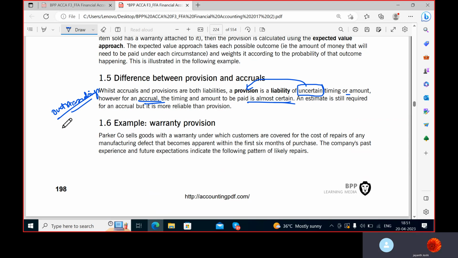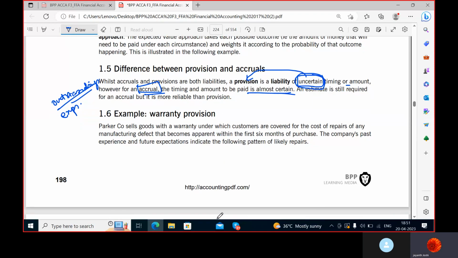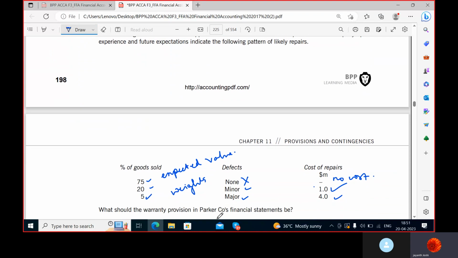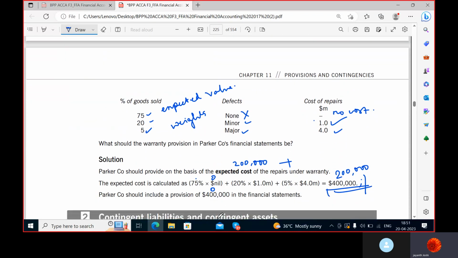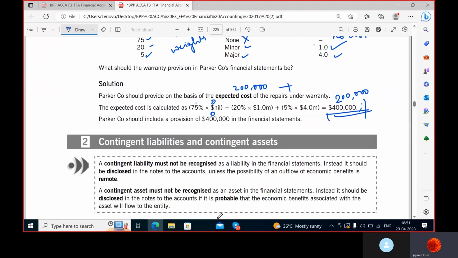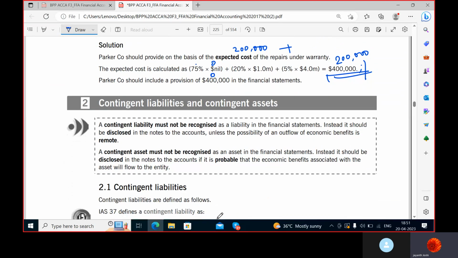Clear? Do you agree with this? You should know that your outstanding is this much. But for a provision, there is uncertain timing and amount. So only one word is enough, uncertain timing and amount, to differentiate between provisions and accruals. Is the difference clear? Okay, so with this, we have ended the provision concept. Now we have to discuss the next concept, that is contingent liability and contingent assets.